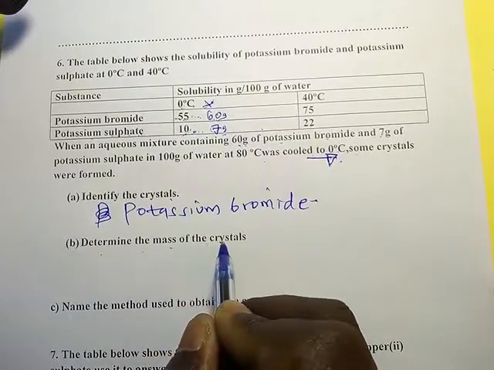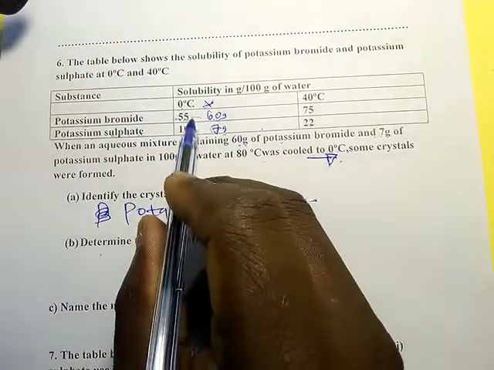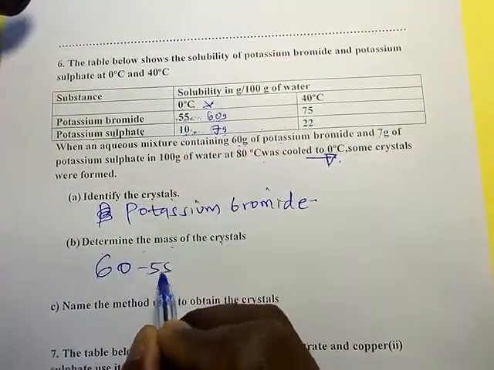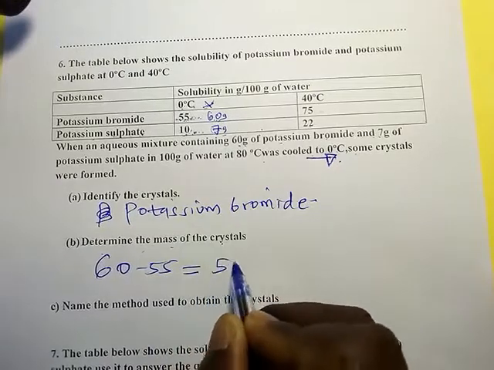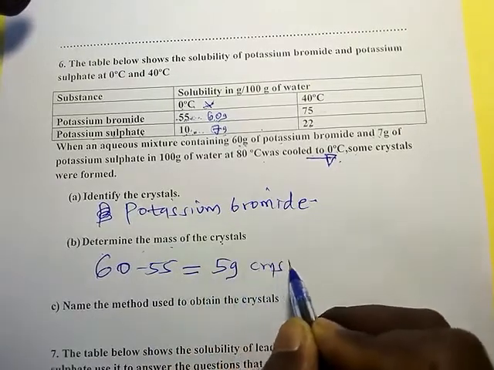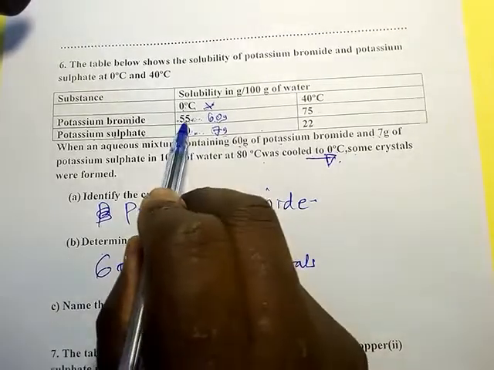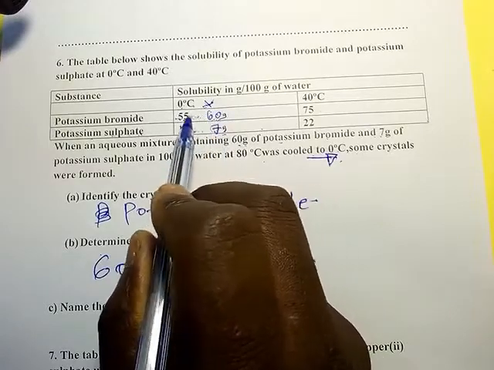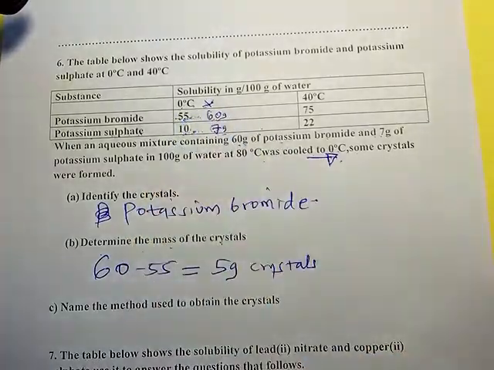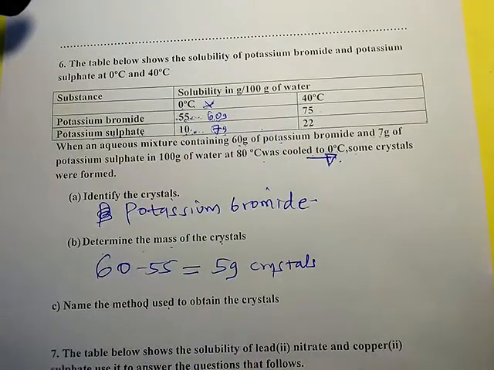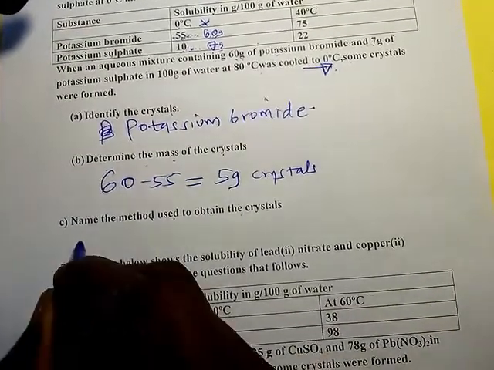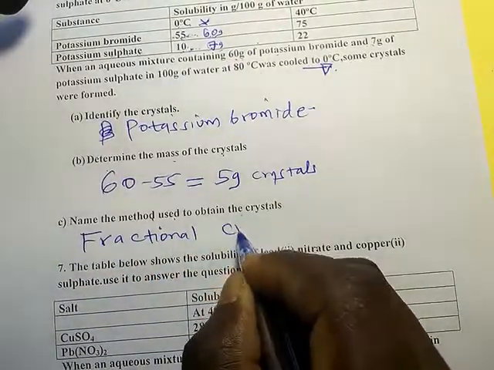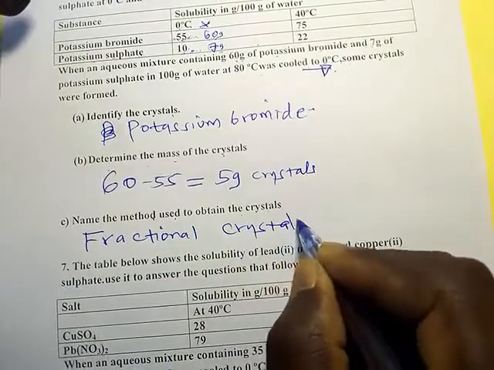Determine the mass of these crystals. The mass of the crystals, what we have is 60. The required for solubility is 55. So the excess is 5 grams and this will be crystals. Solubility is 55. We have 60. Therefore, the excess will form crystals. Name the method used to obtain the crystals. The method is fractional crystallization.